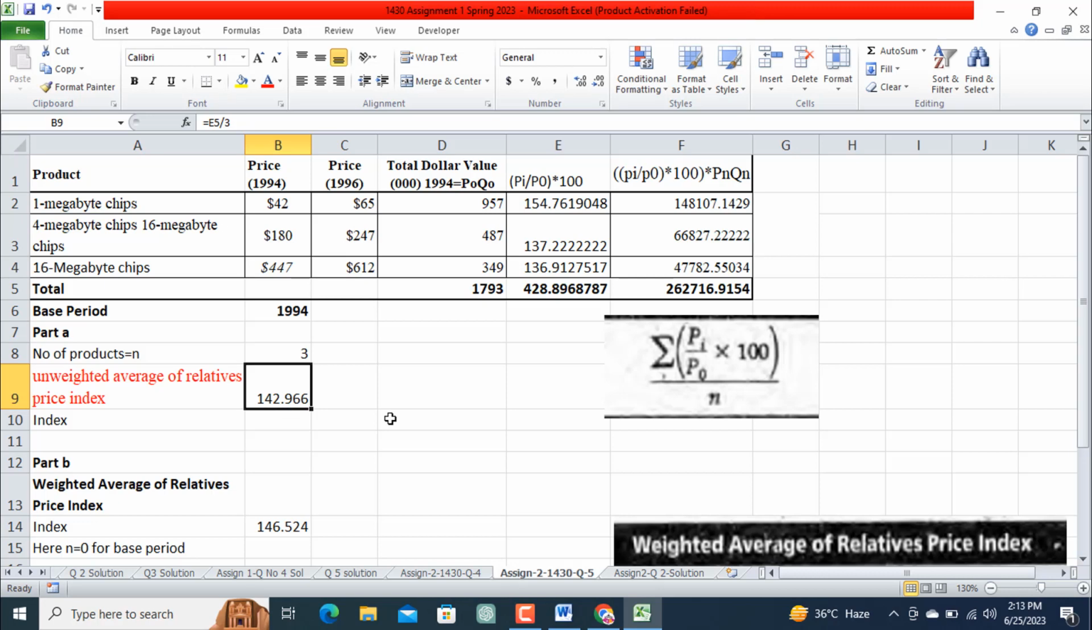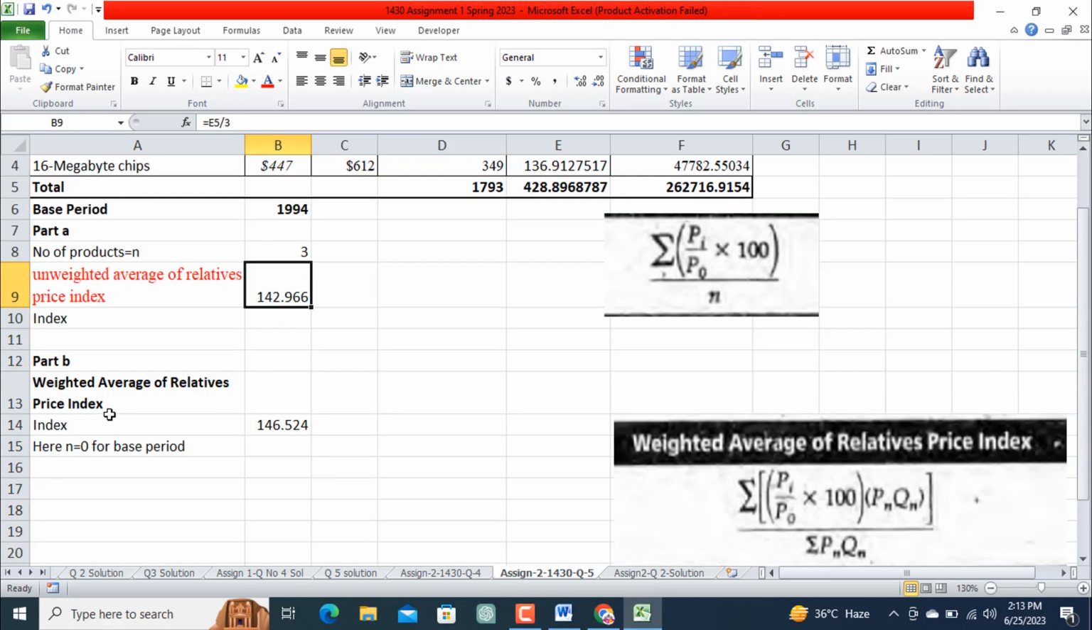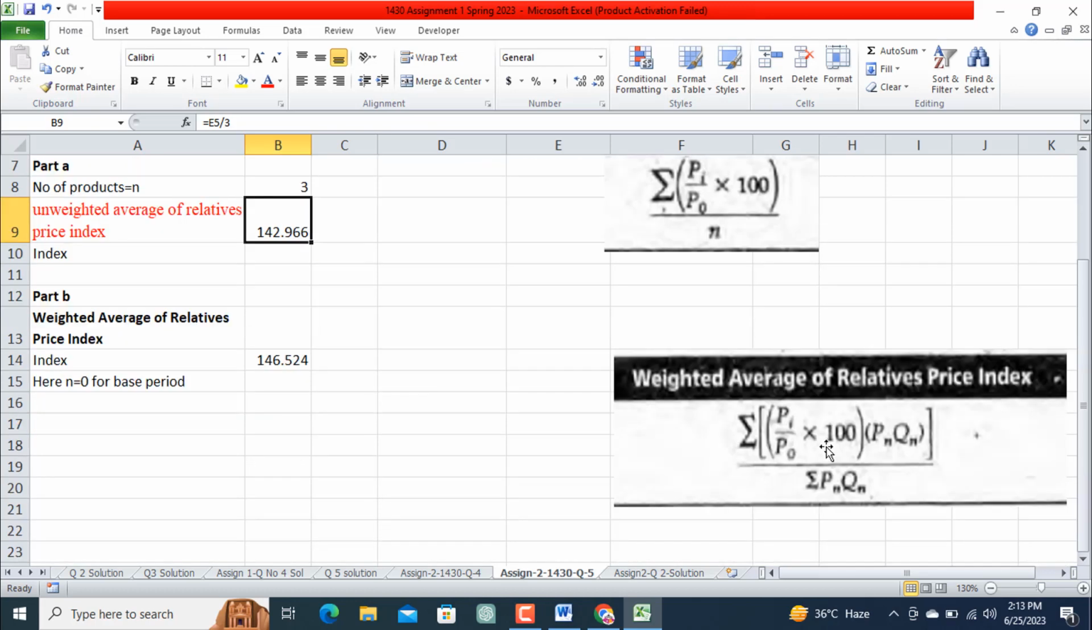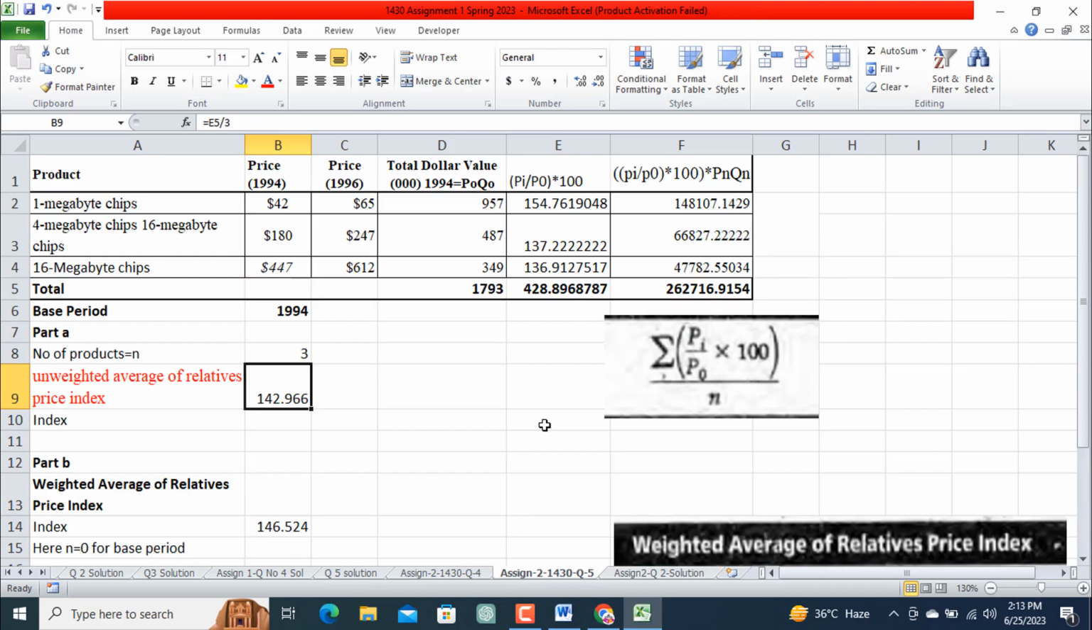Now come to part B, where we have to determine the same thing, but here the difference is that we need the weighted average of relative price index. Now come to the formula that we have used here. This is Pn over P naught into 100. This is the same as above, but the only difference is Pn Qn, where n is 0 for the base period. So here the base period is 1994.